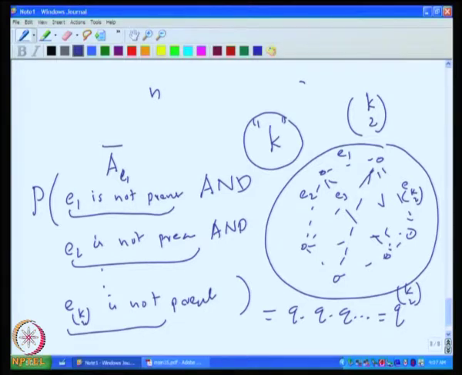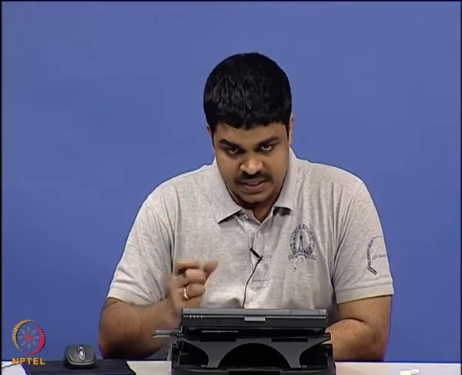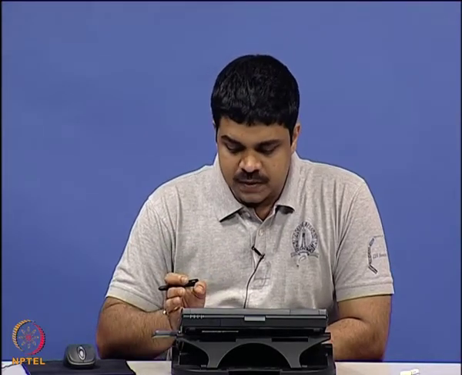Now, if you ask, can I get an upper bound that there is a k sized independent set in the graph? The independent set can occur in any of the possible k vertex sets. So, there are n choose k such possible vertex sets, n choose k possible subsets. The probability that we have an independent set is q raised to k choose 2.